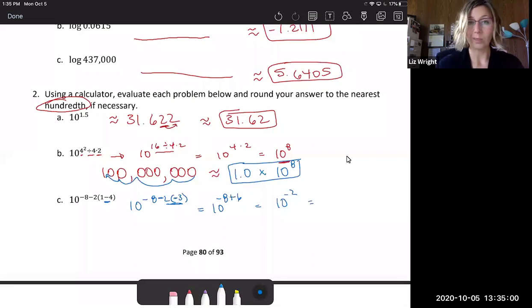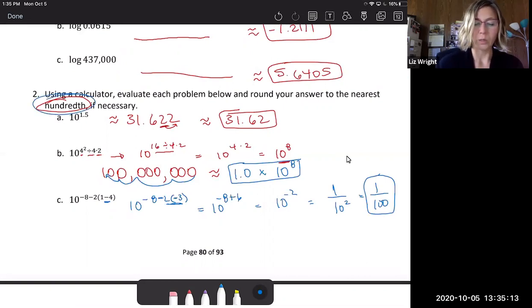So you might remember what 10 to the negative 2 is. You can put it in your calculator, or you can just go like this, right? Which is going to give us 1/100th. And then if we're asked to round to the hundredths, we're going to be putting that in decimal form. So 1/100th is going to be 0.01, right? 1 hundredth. So there's both of our answers for that one.